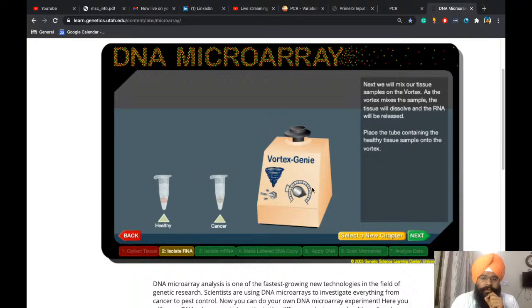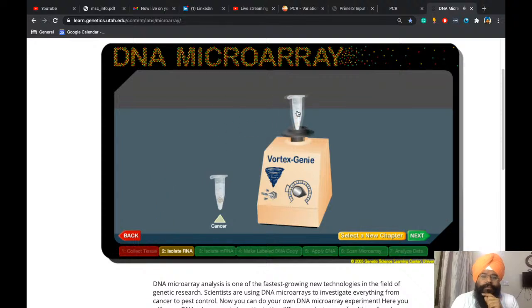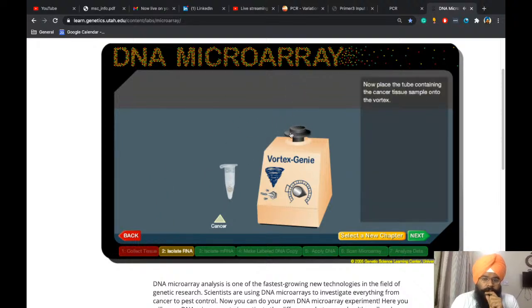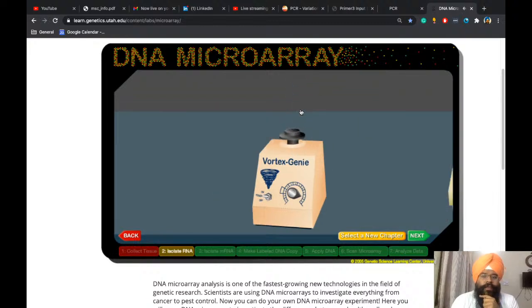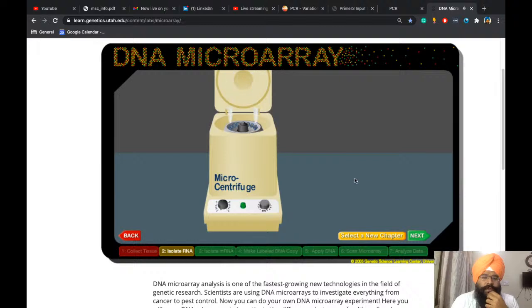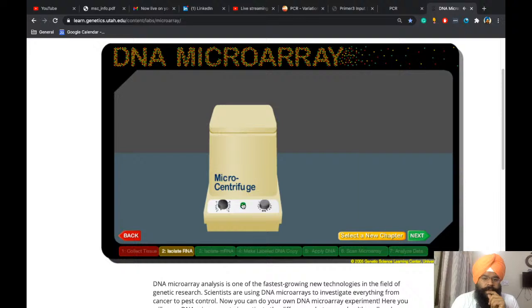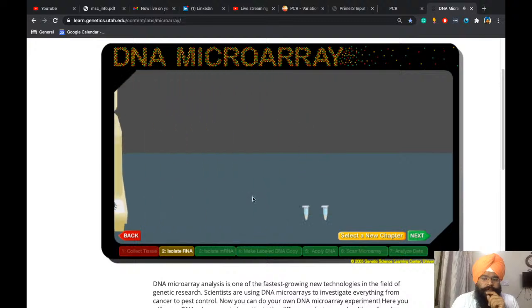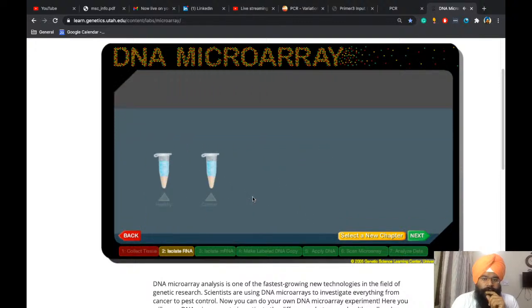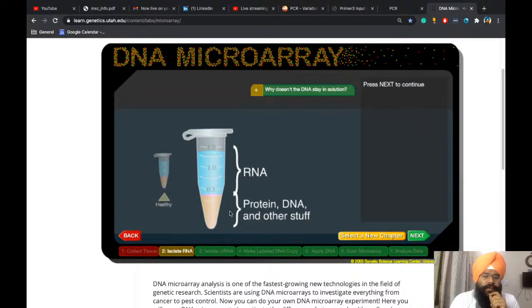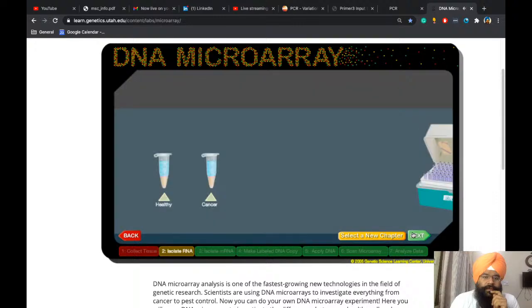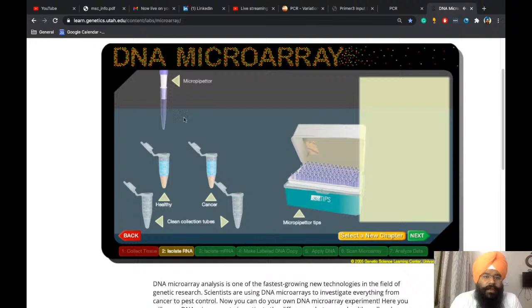Now we vortex them so that everything is mixed together, and then we microcentrifuge it. The liquid part will be the RNA, and the other stuff will be protein, DNA and other material. We take the RNA with the help of a micropipette.